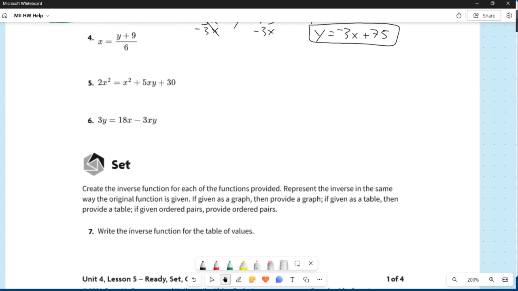Question 4. Again, our goal is y equals something. So we get y by itself. We simplify the something, and we're good to go. So for number 4, this step is not strictly necessary.